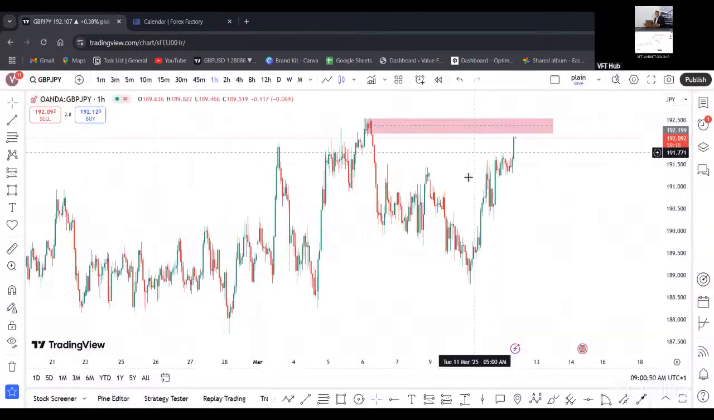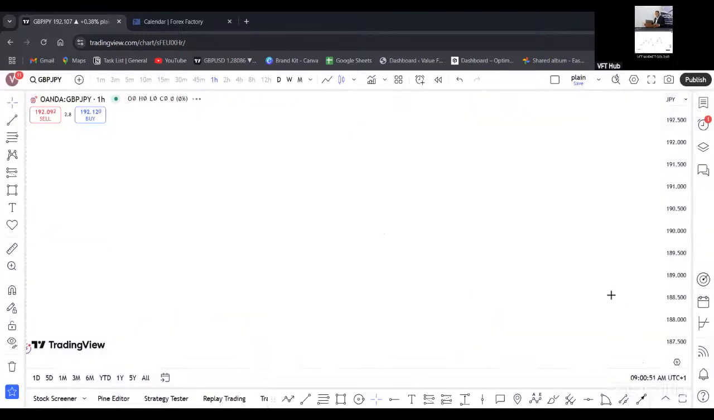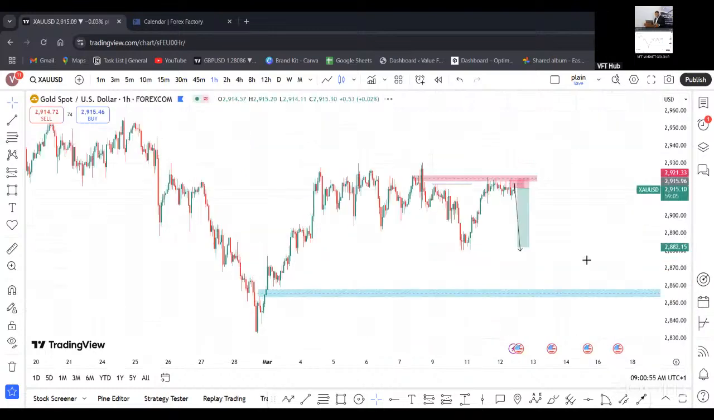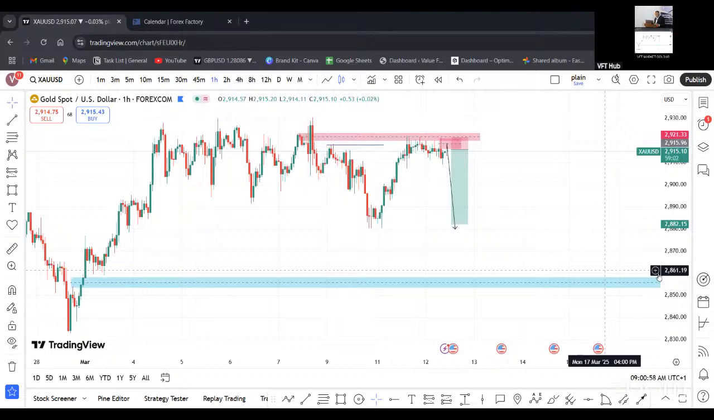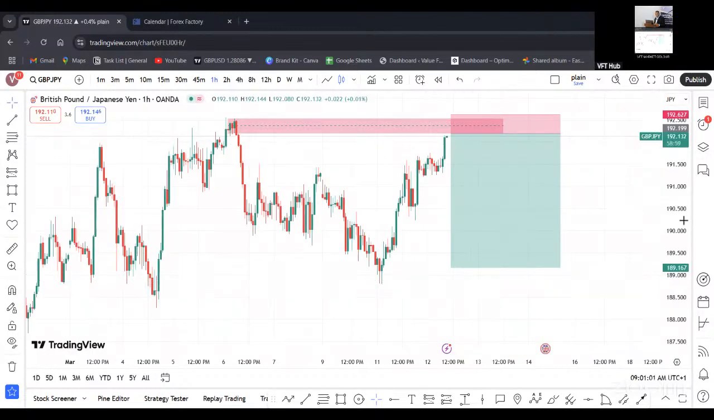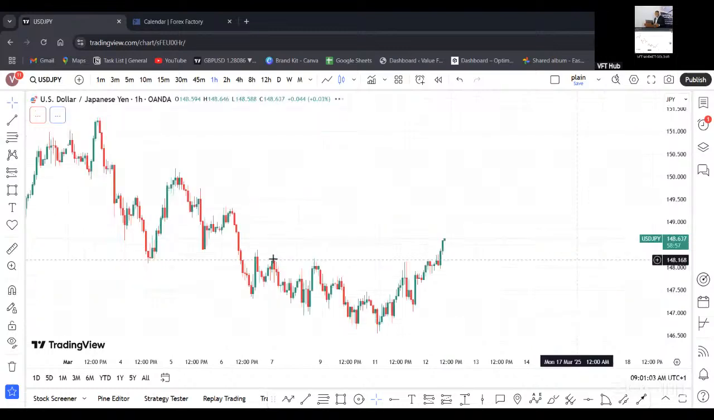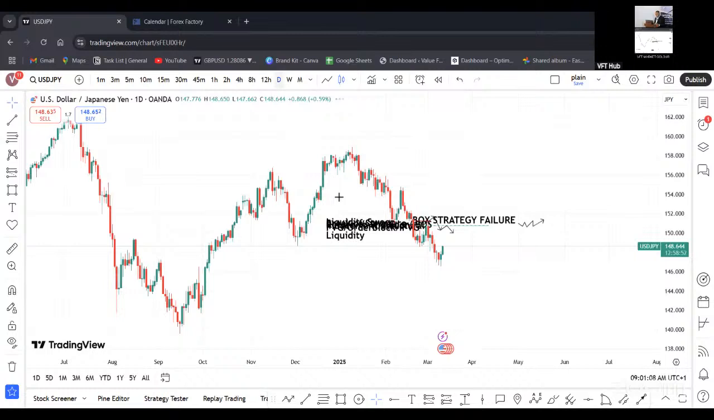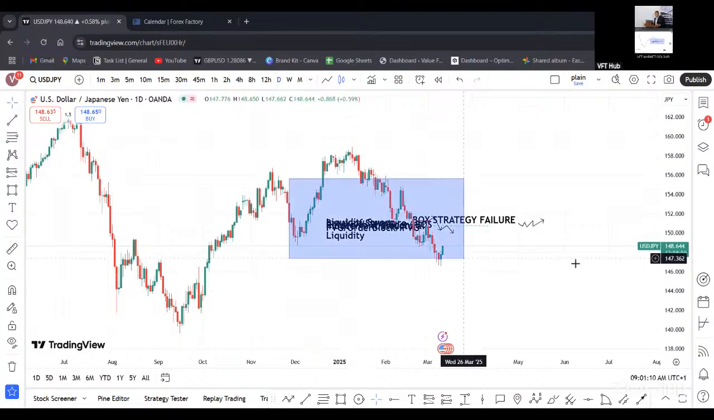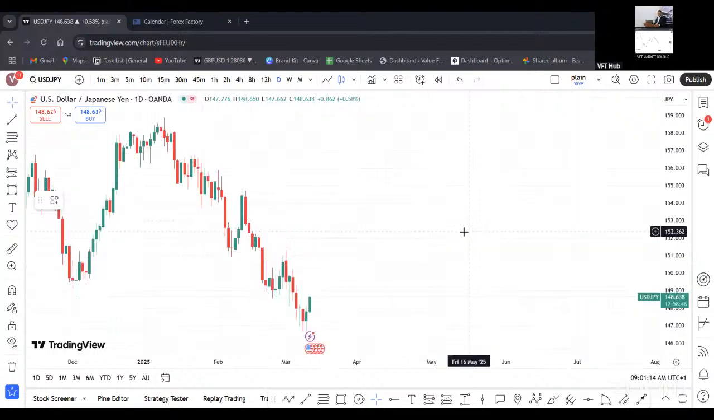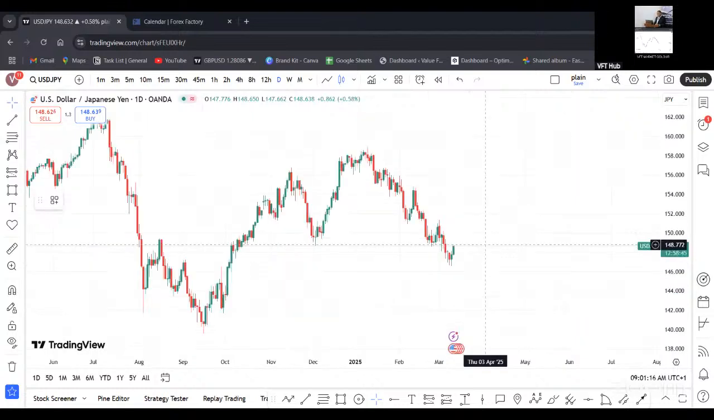And as we're looking for a GBP JPY sell, we're also looking for a gold sell. Okay, so we're looking for a sell off on gold. We're looking for a sell off on GBP JPY. So let's take a quick peep at the USD JPY, and then we'll be calling this market color a session.